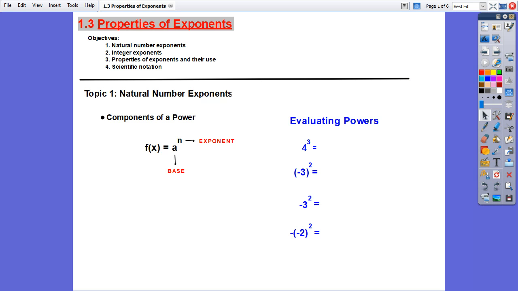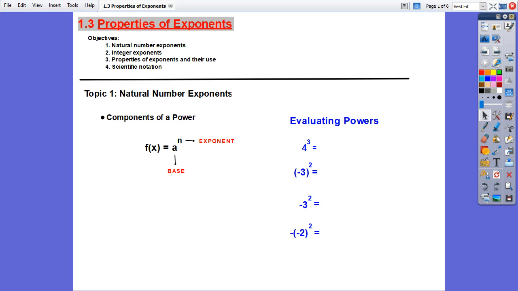Okay, let's go ahead and take a look at 1.3, properties of exponents. We've got 4 objectives, looking at natural number exponents. Number 2, integer exponents. That includes the negatives and 0 and stuff like that. And then we'll look at the properties. And number 3 is really where we want to dive in and get an understanding of those properties so that we can utilize those to simplify our exponents.